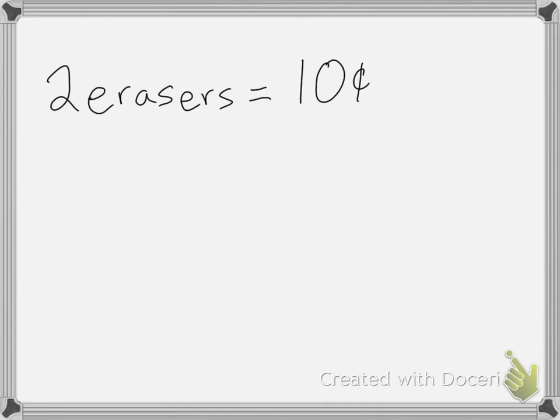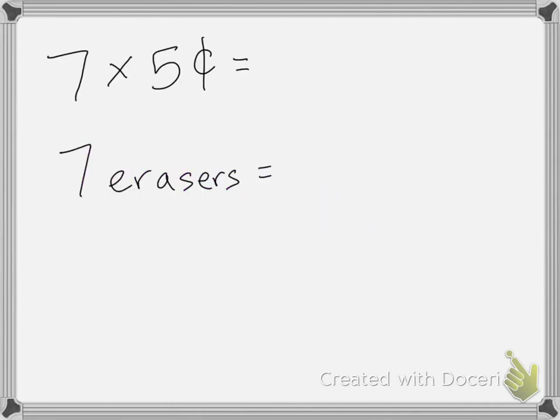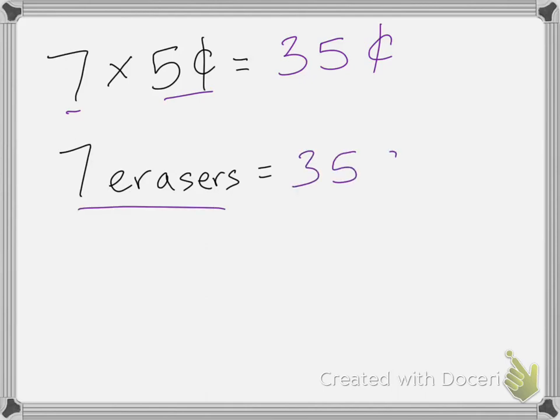Well, I can do that by doing 10 cents divided by the two erasers. And 10 divided by 2 is 5 cents. So 5 cents is what we call the unit cost, which is the price of one item. So if I wanted to find the cost of 7 erasers, I can find that by multiplying 7 times 5 cents. So 7 times 5 is 35 cents. So the cost of 7 erasers is going to be 35 cents.